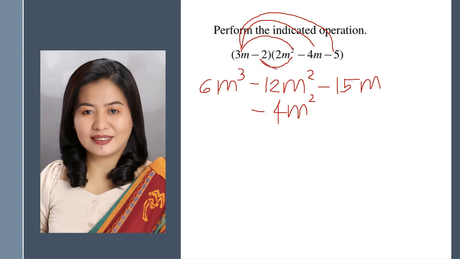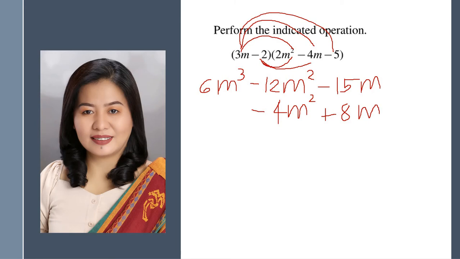Next, negative 2 times negative 4. So negative times negative is positive, and 2 times 4 is 8. And we don't have any other terms there, so we just have to copy m. So we write it below 15m because they have the same literal coefficient.